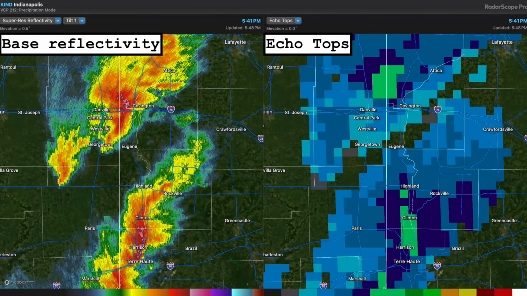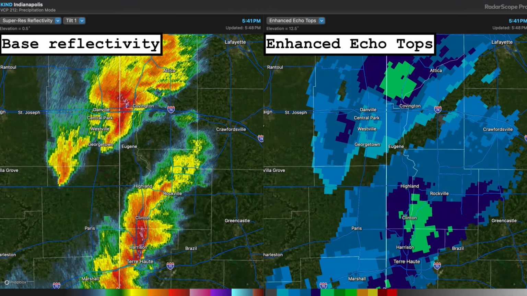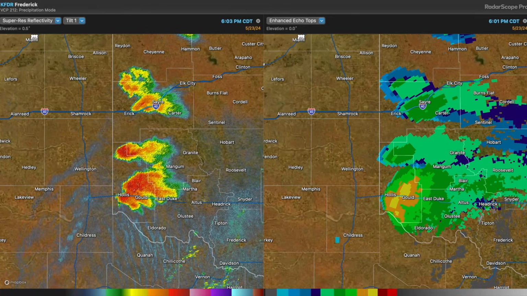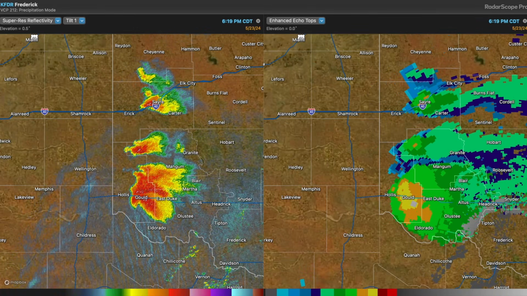EchoTops can help you monitor for convective initiation and can tell you which storms in a batch of storms are the most robust and may hold the greatest severe weather potential in the near term. A sister product to EchoTops is Enhanced EchoTops, which helps smooth out irregularities that can sometimes appear in EchoTops output and identifies areas where the radar could not compute a cloud top height. Its cleaner output makes it much preferred over the traditional EchoTops product.